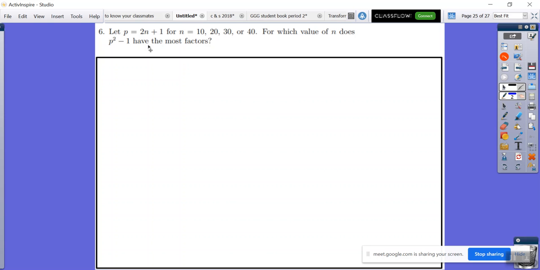Caroline, how did you do this? So first I did 2n plus 1, and then I filled n in for each of the 10, 20, 30, and 40. So first I did 2 times 10, which was 20, plus 1, which was 21, so p was 21 for the first one. Okay. And then 40 plus 1, which is 41. And then 61 and 81.